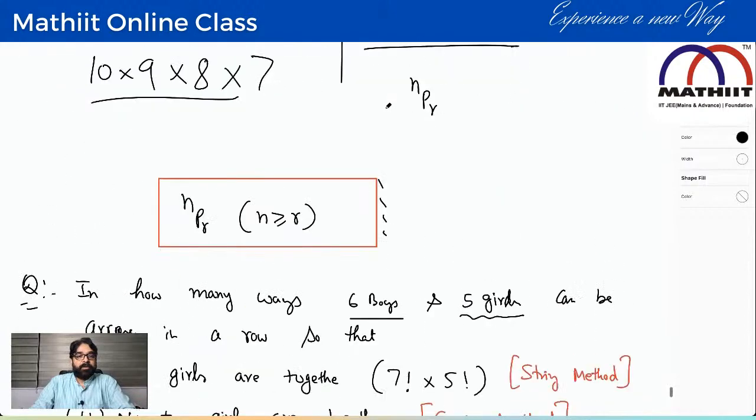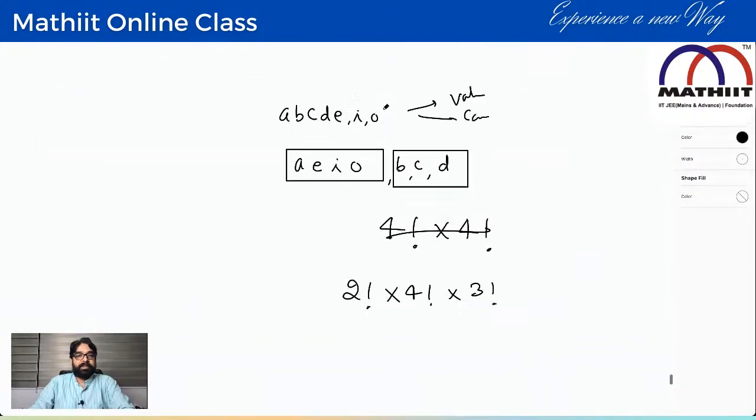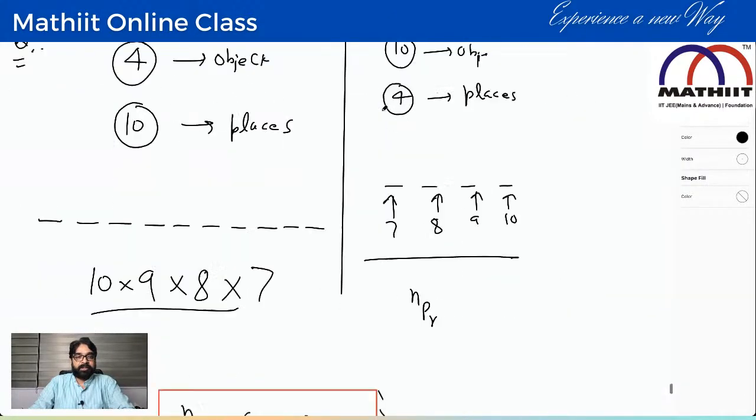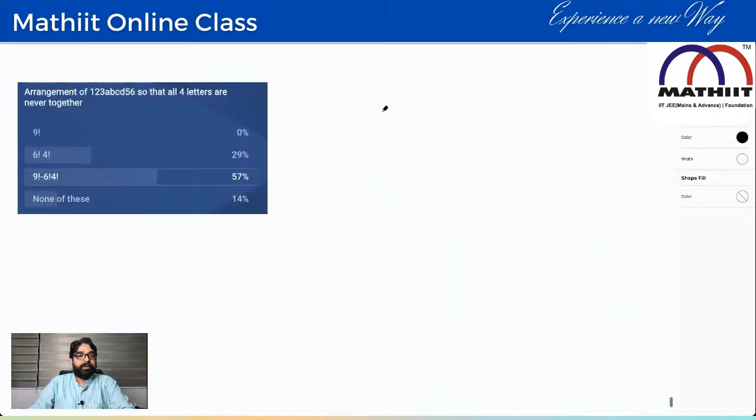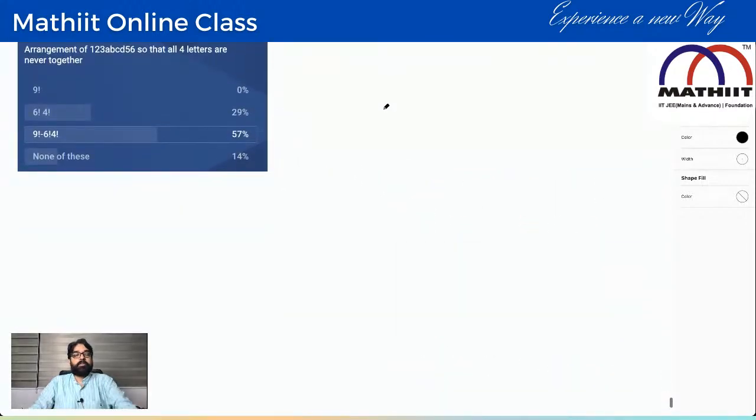We already discussed the gap method, I mean the basic idea about permutation, we discussed restrictors. And today will most probably start combination also. So the question was: arrangement of 1, 2, 3, A, B, C, D, 5, 6 so that all 4 letters are never together. These 4 objects should never be together.